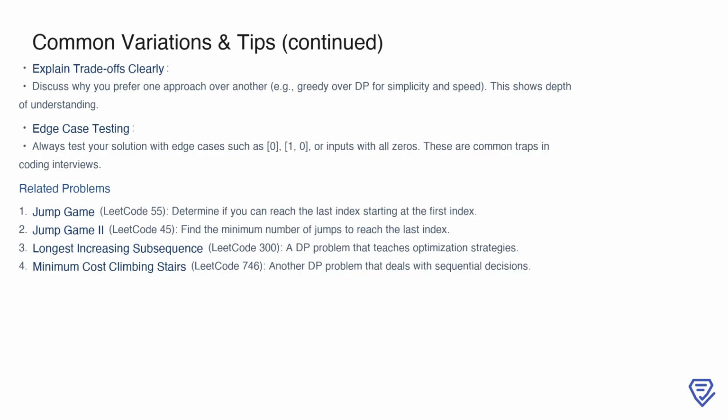Testing edge cases is another essential step. Examples like a single element array [0], an array like [1, 0], or arrays with all zeros can expose common errors in your logic and make your solution more robust. Beyond the jump game problem itself, similar challenges can help you practice key concepts. For example, Jump Game 2 requires finding the minimum number of jumps to reach the last index, while Longest Increasing Subsequence teaches optimization strategies through dynamic programming. Minimum Cost Climbing Stairs is another dynamic programming problem that deals with sequential decisions, which can provide valuable practice for tackling problems like jump game.